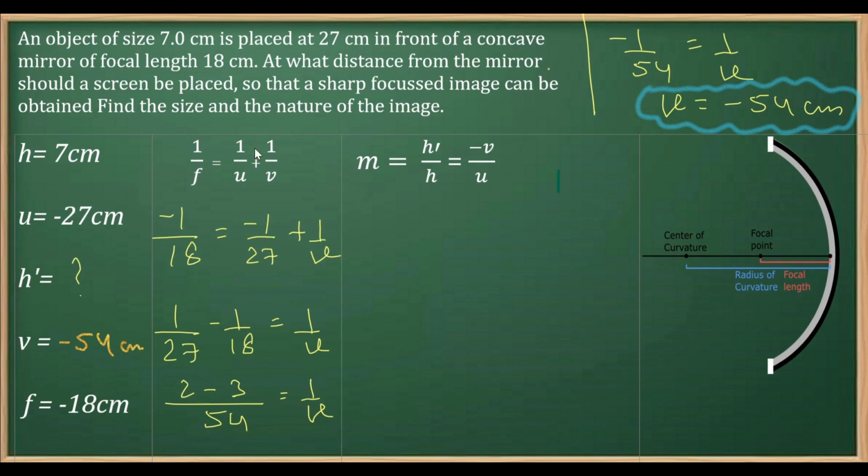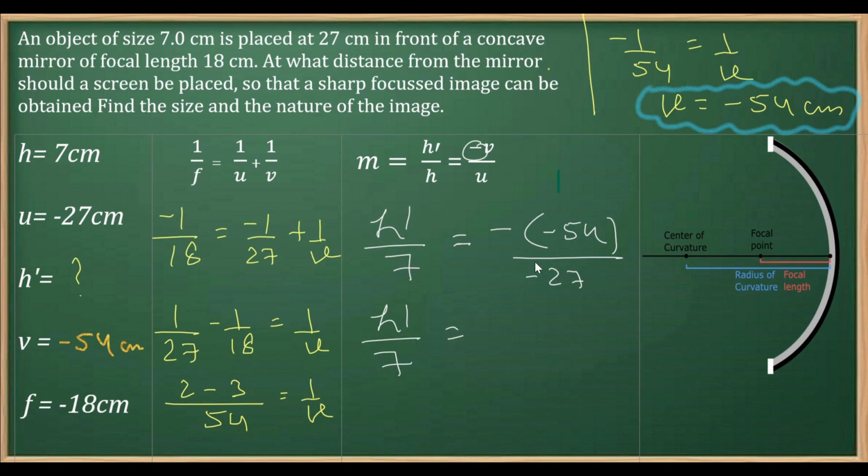Then we are going to obtain height, and we are going to use this relation: H dash over H, and H is 7 centimeter, is equal to negative V over U. This minus sign is for the formula, and V is negative 54, divided by U, and U is negative 27. So now it is h dash over 7 equals minus into minus, that is plus 54 over minus 27.